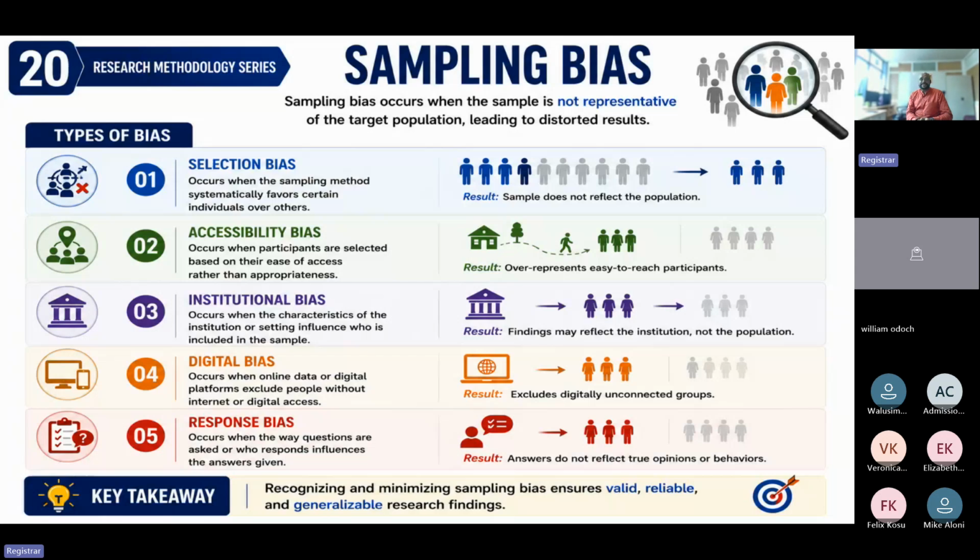Then is accessibility bias. What does it mean? Some areas you have more access to. Like if you are studying three departments, you have more access to marketing. So what happens? More data will be from marketing. Or sorry, you have more access to one region. Then what happens? That region will be overrepresented. That is accessibility bias. Now institutional bias also happens. It's the same, like you may have more access to two or three institutions, or they are close to you.